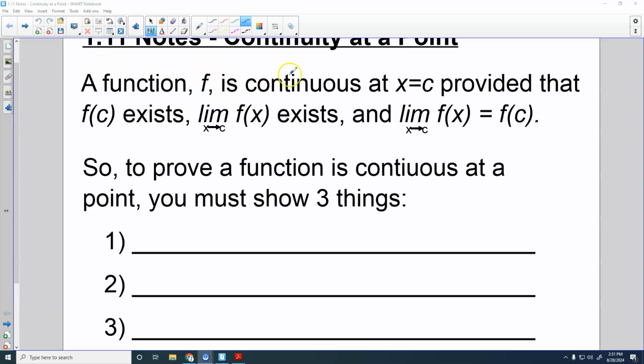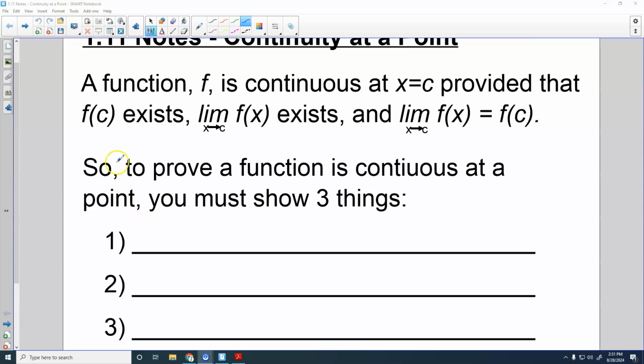So a function f is continuous at x equals c, provided that f of c exists, the limit as x approaches c of f of x exists, and the limit as x approaches c of f of x equals f of c. Okay? So what we're doing today is proving continuity at a single point. Similar to what we were doing on the warm-up, they told us only to look at x equals 0. So we're looking at a single point, and you're trying to prove these three things.